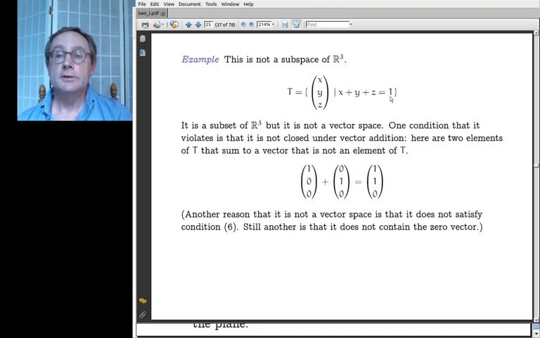Because it says 1 there, it's not a plane through the origin. So it's perfectly well a subset, but it's not a vector space. For example, it's not closed under vector addition. Here's two members of capital T, and when you add them, you get something. It's a perfectly legal thing, but it's not a member of capital T. X plus Y plus Z doesn't add to 1. It adds to 2. So although it's a perfectly good subset of R3, it isn't a vector space, and so that makes it not a subspace.